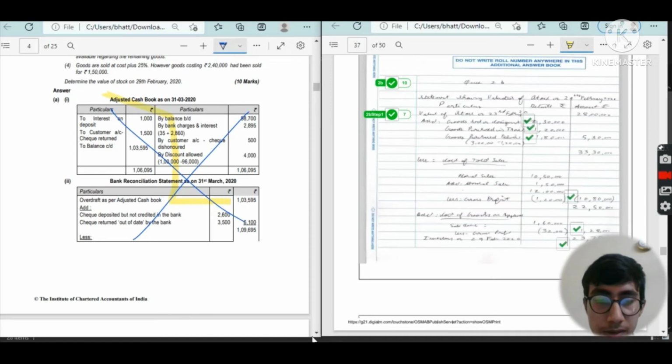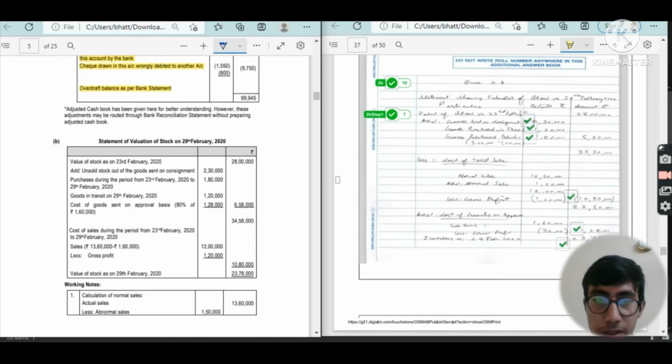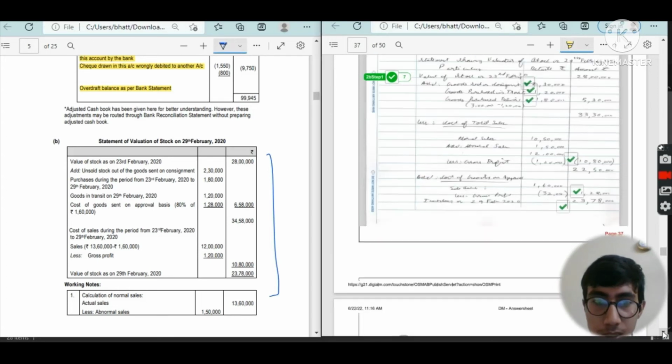And 2B, this was the stock valuation. Here also I have scored. In this question, presentation also matters a lot. See, my presentation also is somewhat similar to ICAI's. Hence, I was able to score full marks in this.